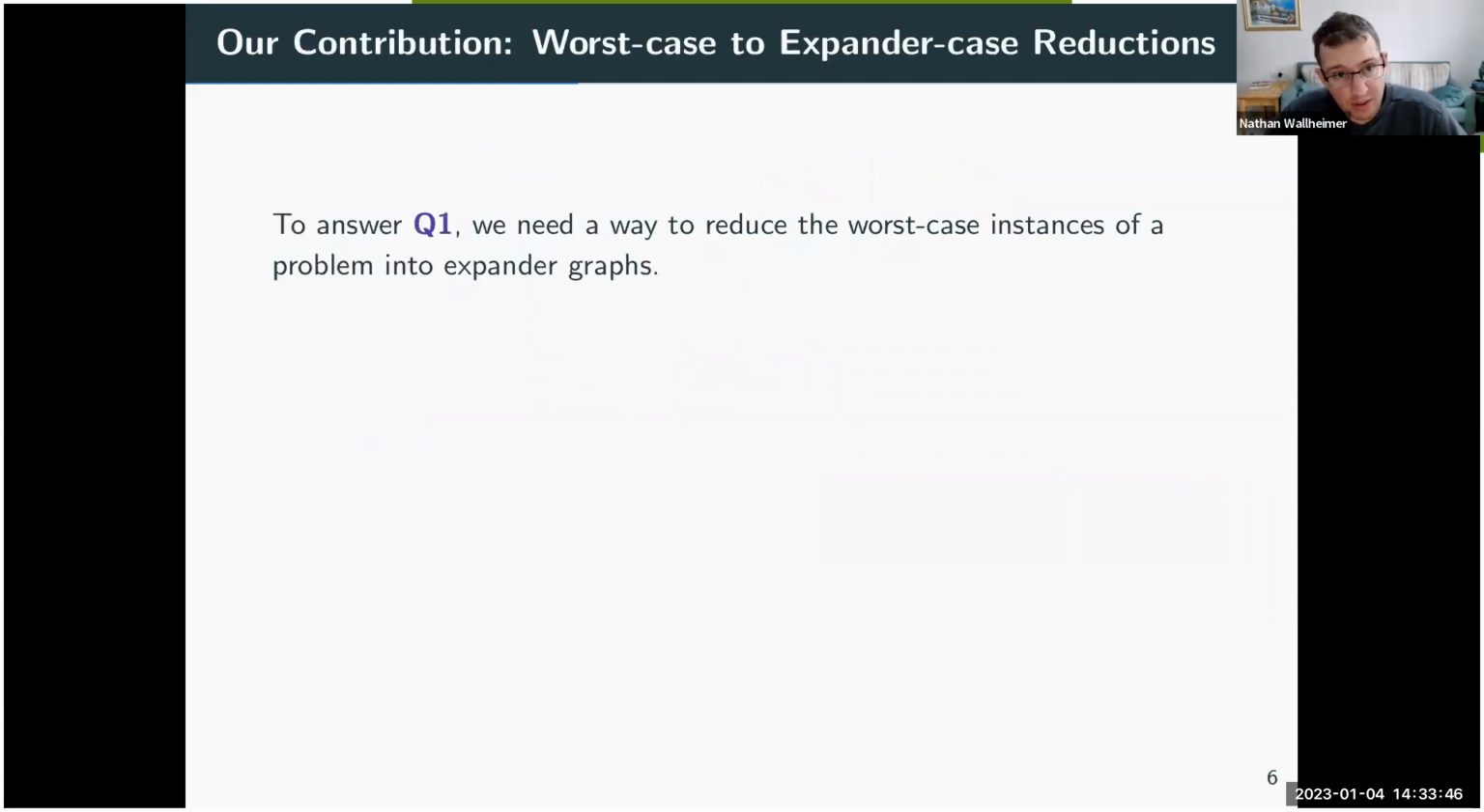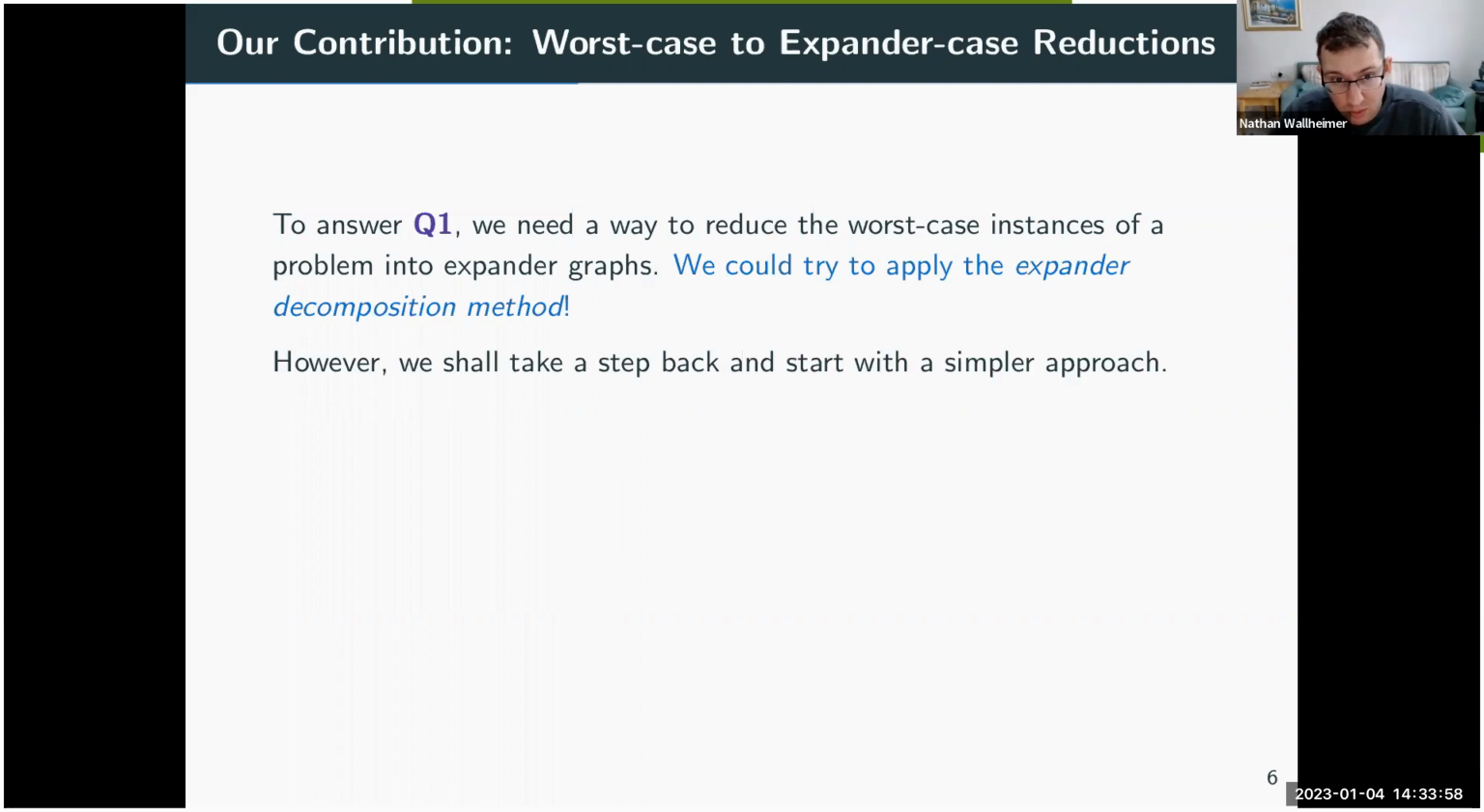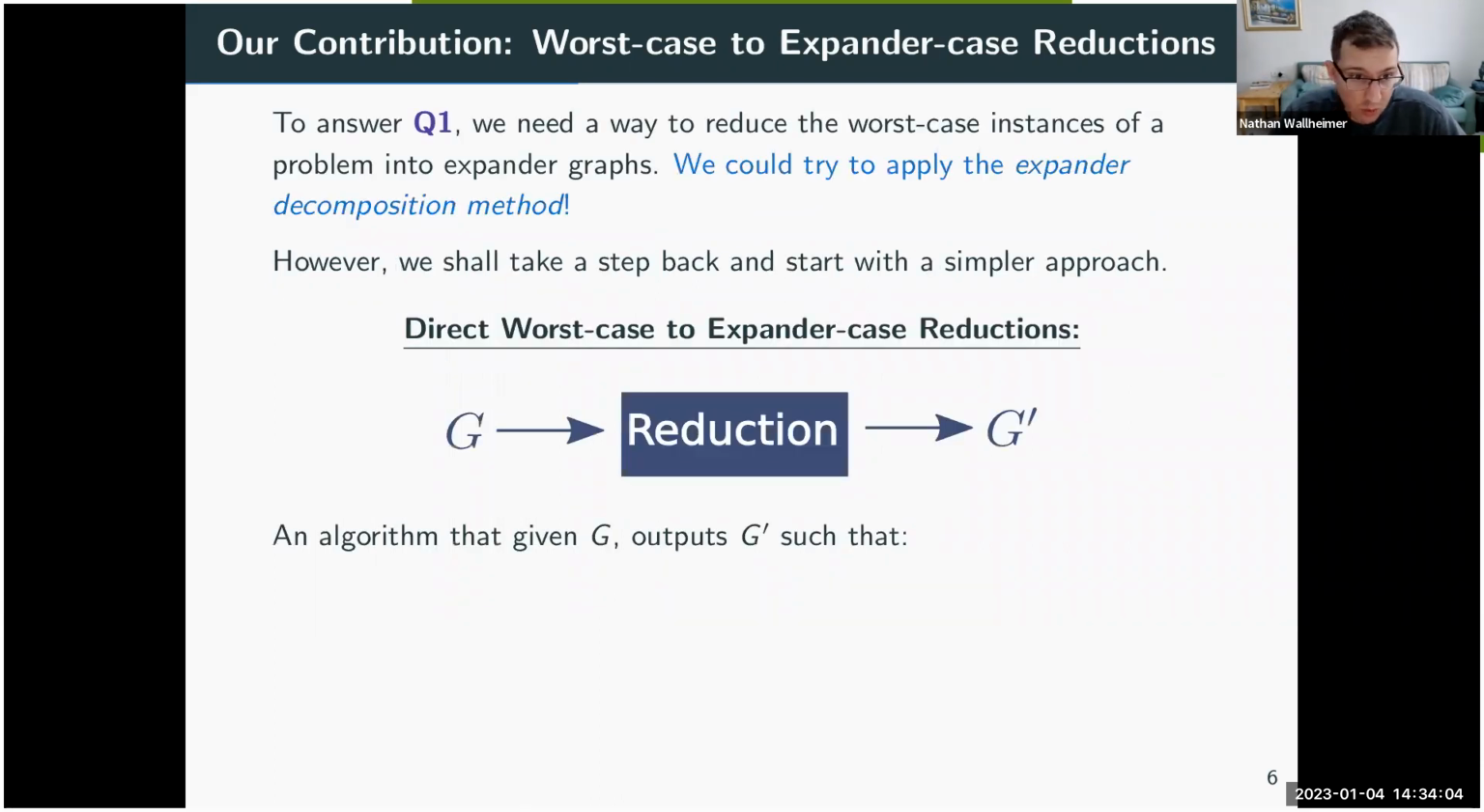So to answer the first question, we need a way to reduce worst case instances of a problem into expander graphs. We could, of course, try to apply the expander decomposition method because that's what it does. But we suggest to take a step back here and start with a simpler approach. We define something that is called direct worst case to expander case reductions. This is the simplest form of a reduction we can think of.